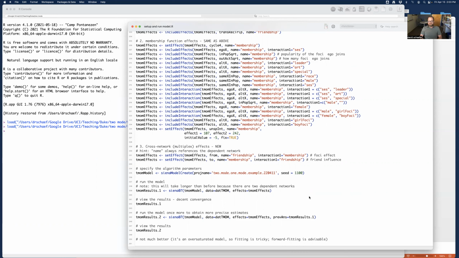And I understand we will have a Q&A section. So if there are questions about modeling two-mode networks and setting up Siena models for two-mode networks, that's really where we'll get to those. We'll narrow in on the questions that are outstanding.